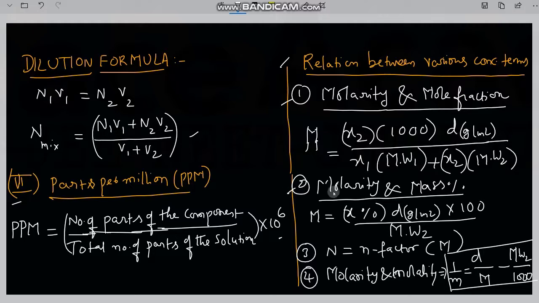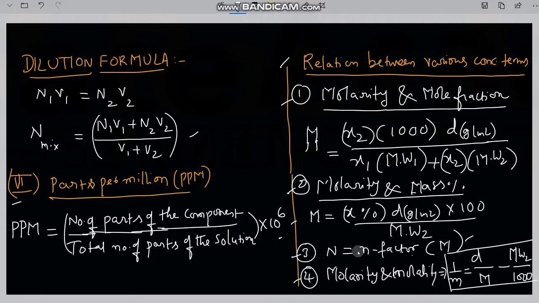Come to the second one, molarity and mass percentage relation. If they ask that question, then the mass percentage given in the question will be multiplied with specific gravity or density into 10 by molecular weight of solute. That is the formula. And another formula we have is the normality molarity relation, that is N is equal to n factor into M. The n factor may be acidity or basicity or number of electrons transferred in a redox reaction. That is the relation between normality and molarity.